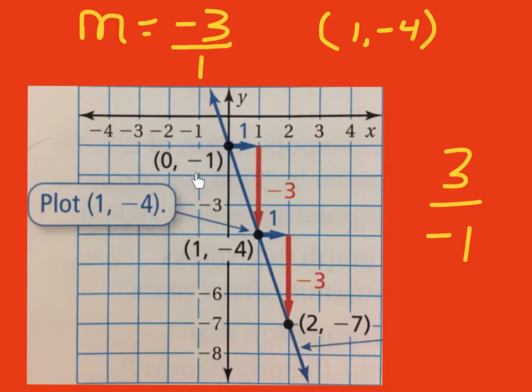So now I have all the information that I need in order to write my equation in slope-intercept form. I'm going to start with y equals, my slope I was already given, -3x, and what's my y-intercept? We found it to be -1, so there I've done it, and I'm finished.